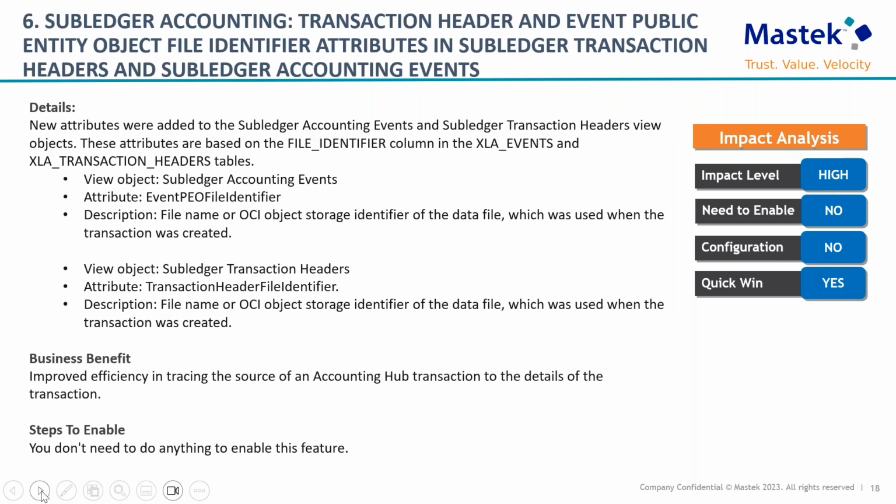Transaction header and event public entity object file identifier attributes in subledger transaction headers and subledger accounting events. New attributes are added in subledger accounting events and subledger transaction header view objects. These attributes are event PEO file identifier and transaction header file identifier. These are object storage identifiers of the data file. This increases efficiency in tracing the source of an accounting hub transaction to its relevant details.